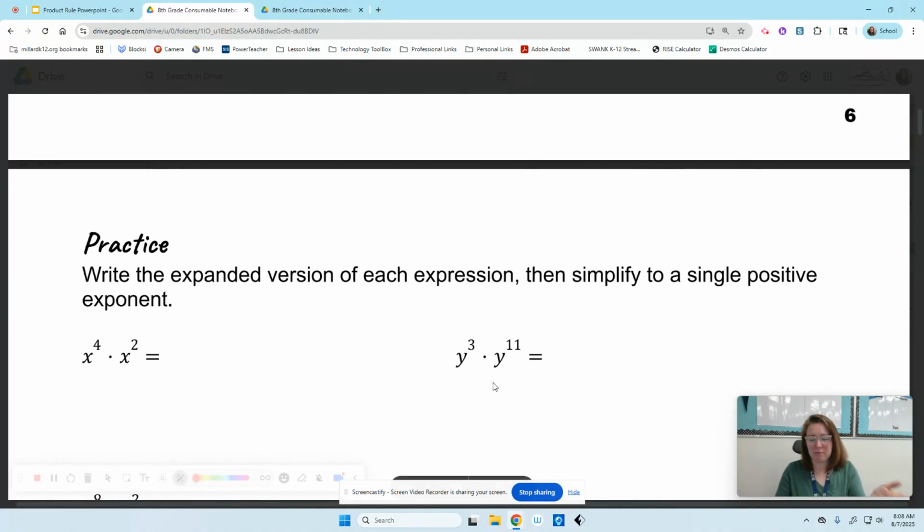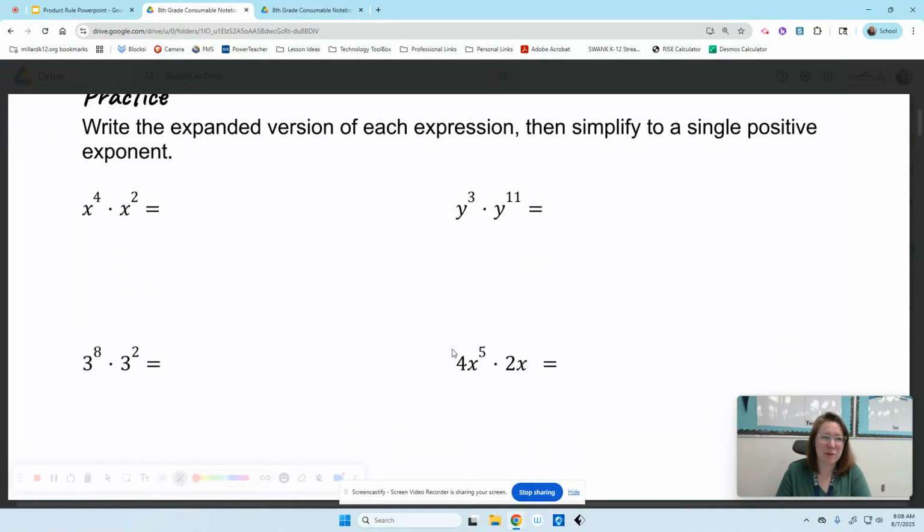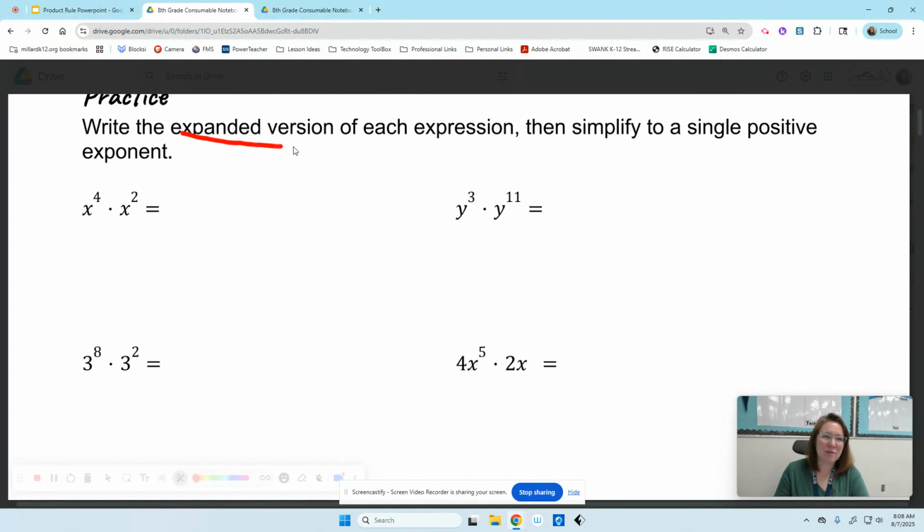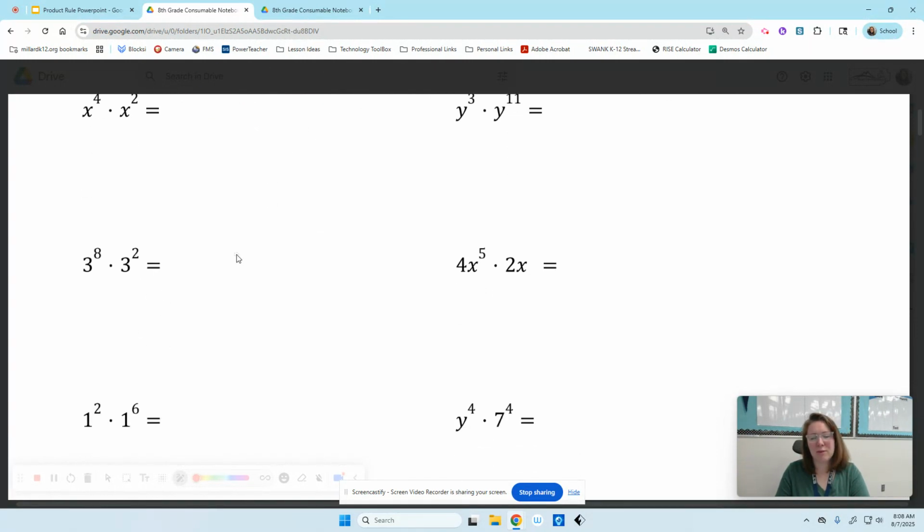So that was page 6. Now we turned in class to page 7 with your team and did some practice that didn't already have the answers. It says write the expanded version. I have you write the expanded version because it just helps you practice, it helps you remember, and it helps you recognize, oh my goodness, I'm so grateful for the product rule. I don't have to do this every single time.